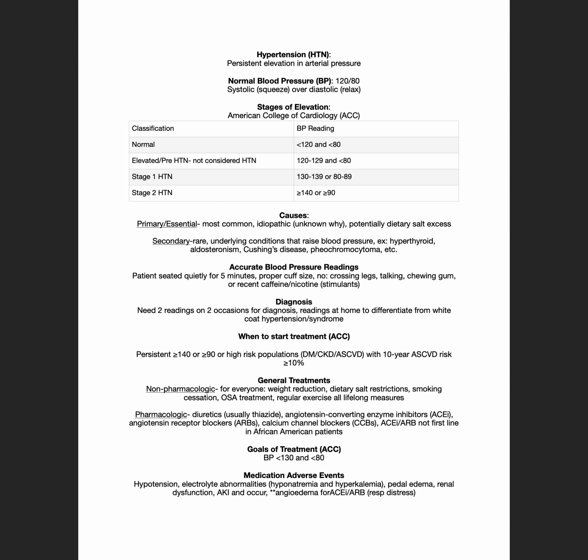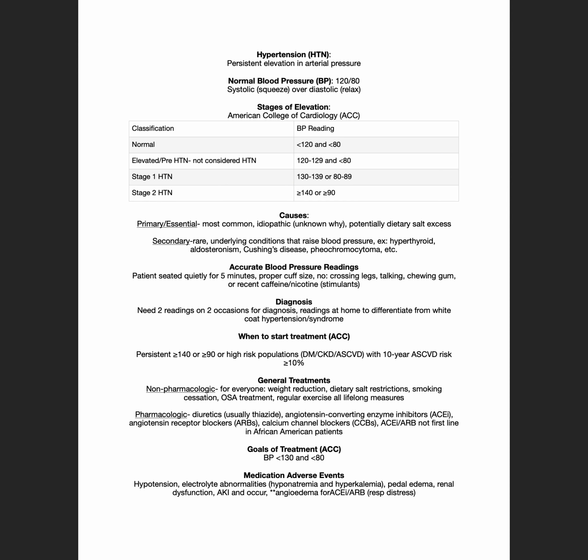So causes of hypertension: the vast majority of cases are primary or essential, which is an idiopathic cause, which means that we don't know what causes it. There are theories linked to excess dietary salt, but these are not proven. Secondary causes are more rare, and you basically have an underlying condition that raises the blood pressure, such as hyperthyroidism, aldosteronism, Cushing's disease, etc. Again, usually quite rare compared to primary or essential.